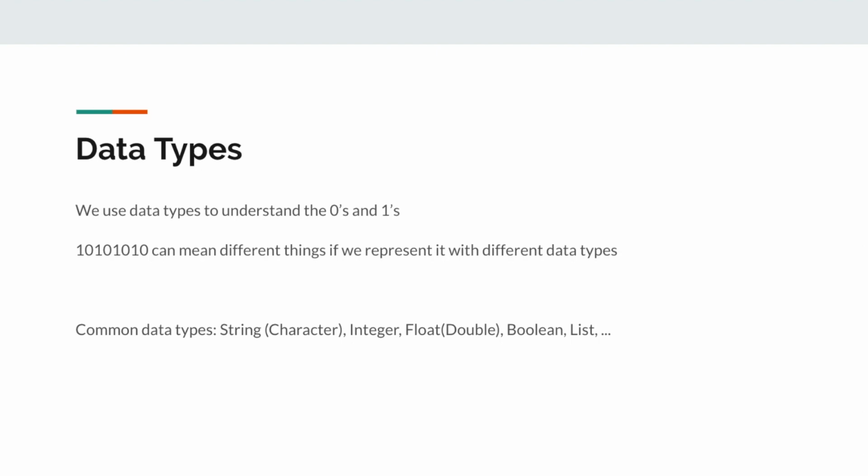The common data types that are used by most common programming languages are string, which consists of characters, and integers, a float, and double is a variation of float, and Boolean and list. There are also other data types that are often used, but we are going to focus on the basic ones first.